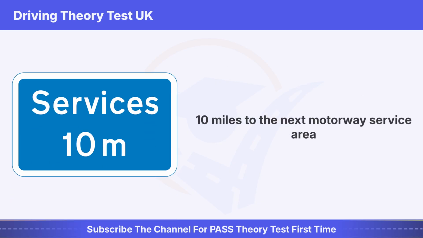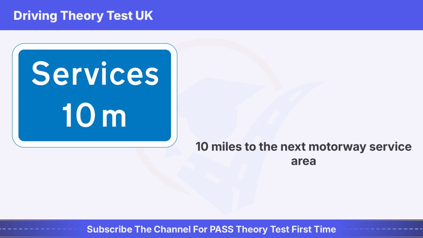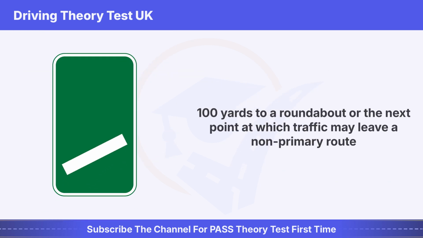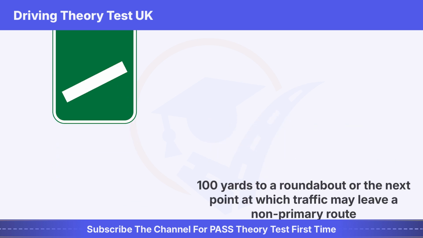10 miles to the next motorway service area. 100 yards to a junction ahead controlled by a stop sign. 100 yards to a roundabout, or the next point at which traffic may leave a non-primary route.